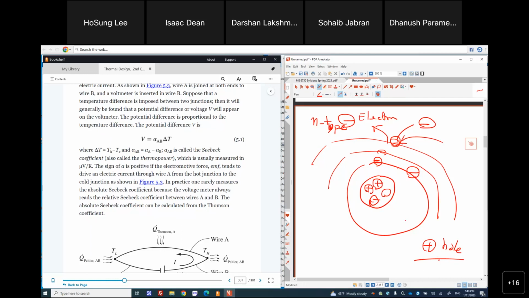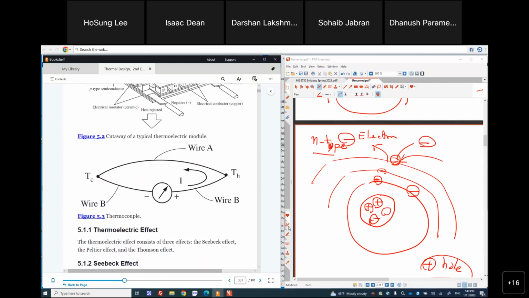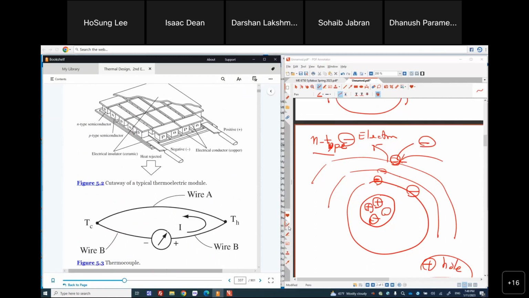There are so many atoms in a solid. Not only the electron is moving, but also the hole is moving. In N-type, the electron is moving; in P-type, the hole is moving, but in the different direction of current. That's why we use this. We will study more of this, but anyhow, we can control it.